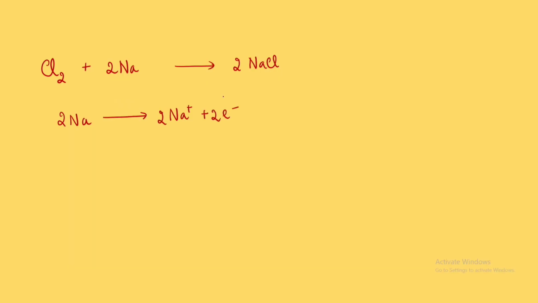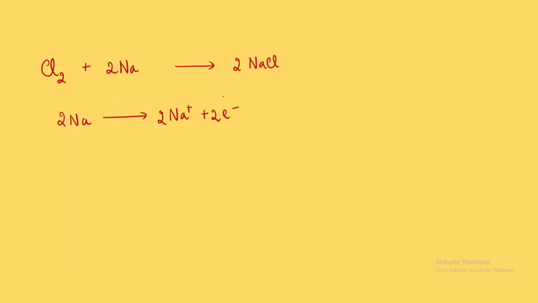Coming on to the second example, Cl2 plus Na gives NaCl. Let us balance the equation here: 2Na, done. Let us try to split this equation. We have 2Na, and here what is going to happen? You're going to get Na+ as it loses electrons. So 2 here and 2 here to balance the equation.